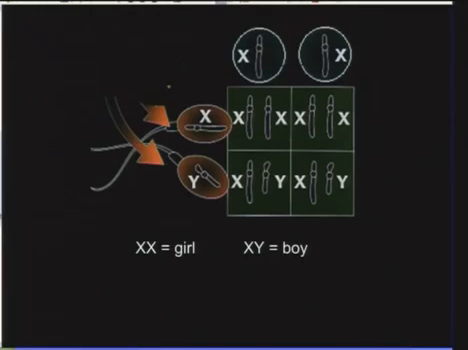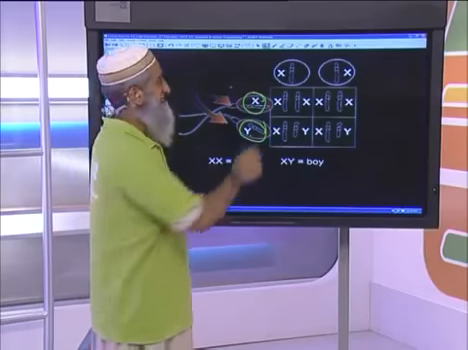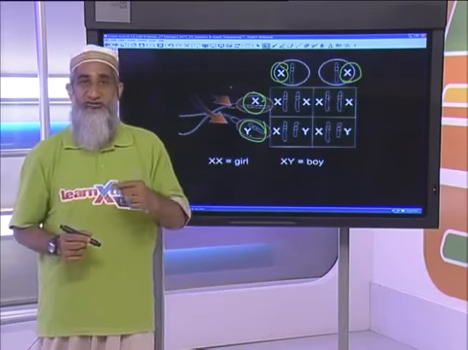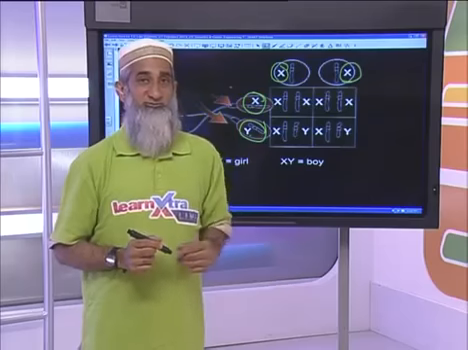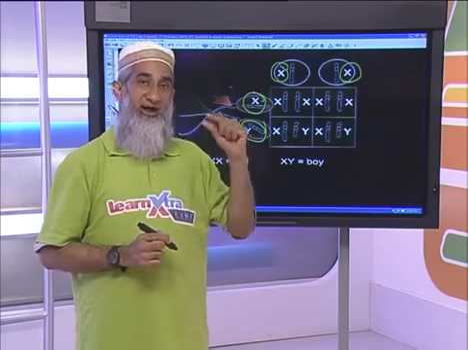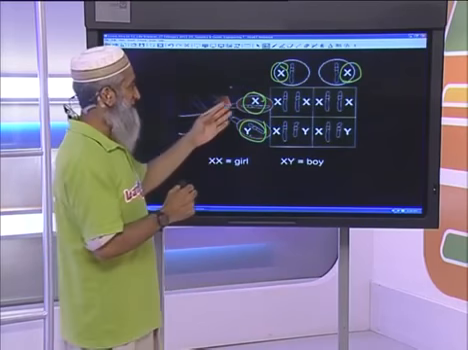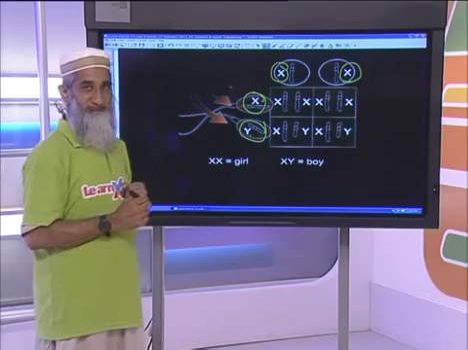So here's the father, XY, these are the gametes. He can either have a sperm with the X chromosome or a sperm with the Y chromosome. The mother, on the other hand, does not have this choice. She has only X and another X, so the female can only offer the X chromosome. The male, on the other hand, can contribute either the X chromosome or the Y chromosome.